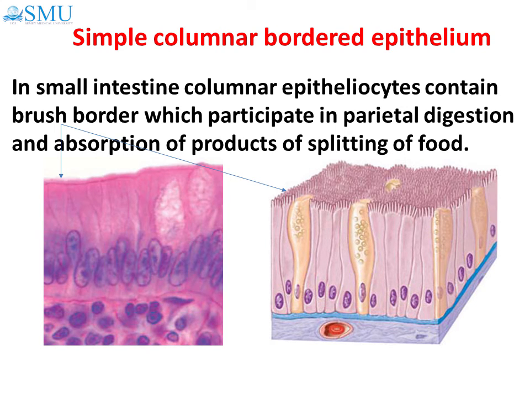In small intestine, columnar epitheliocytes contain brush border which participates in parietal digestion and absorption of products of splitting of food. In this slide you can see jejunum. Arrow shows microvilli forming brush border.